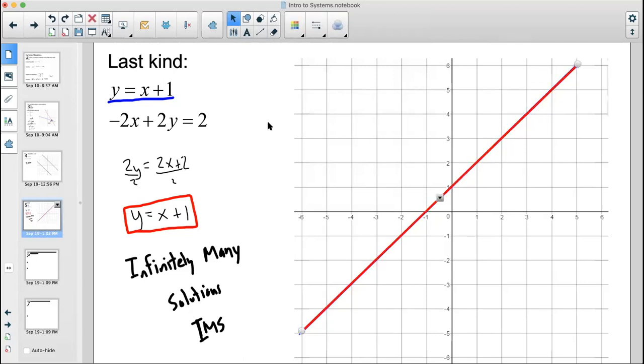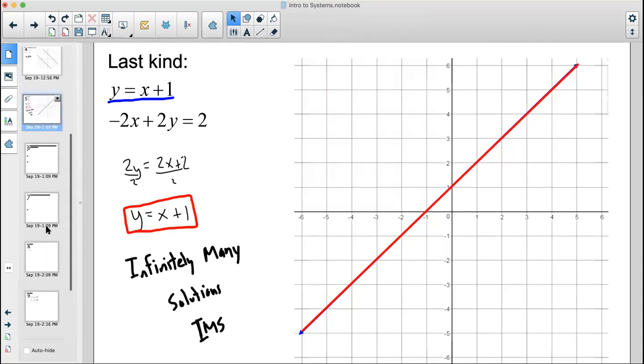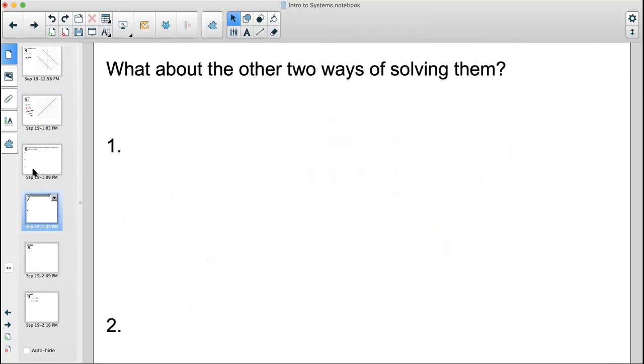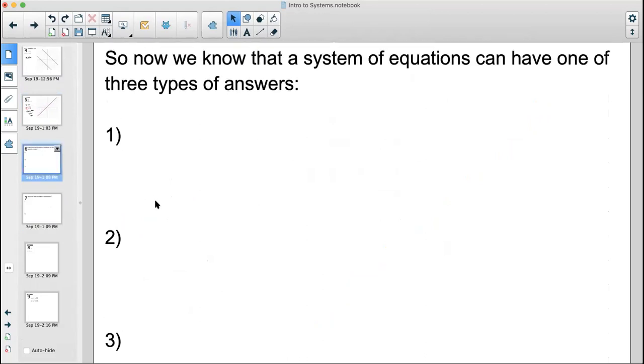That looks a little better. You'd think it would be purple, but apparently that's not how Smart Notebook works. But you can see the red and the blue line are right on top of each other. So that is systems by graphing. The other two methods I think you've probably seen before. Let me just fill this in.